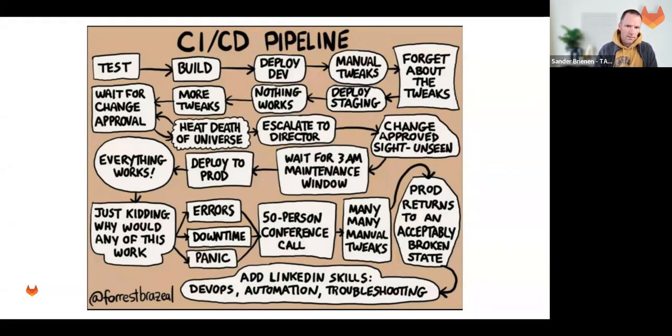Now, we didn't end up in a 50-person conference call in the end, but we had to apply manual changes in order to bring production back to a working state. With continuous delivery and GitOps, you want to avoid exactly these problems and start deploying with the confidence that it always succeeds.